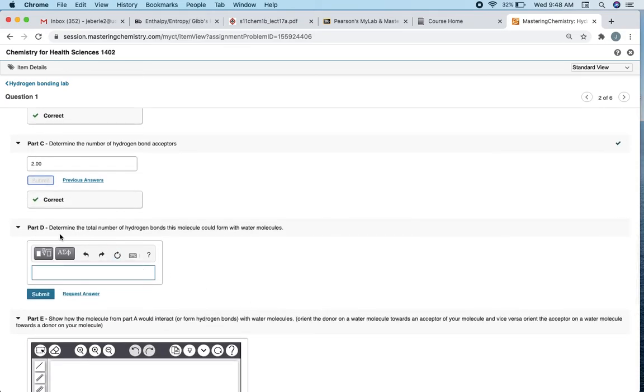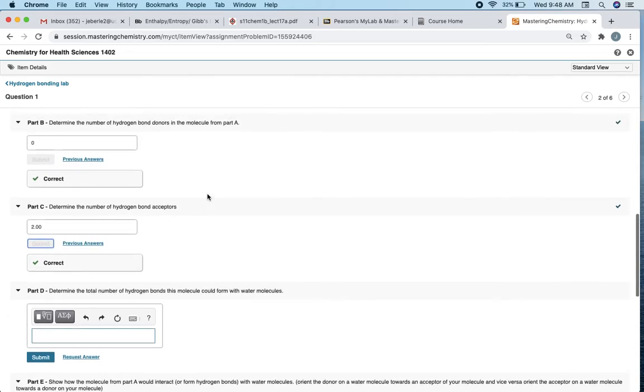Okay, part D: determine the total number of hydrogen bonds that this molecule could form with a water molecule. Well, you're going to add up parts B and C, and you'll do this for almost all of the problems. So part B is 0, part C is 2. So 0 plus 2, we could get 2 hydrogen bonds with water molecules. And again, that's how you figure out the total number of hydrogen bonds.